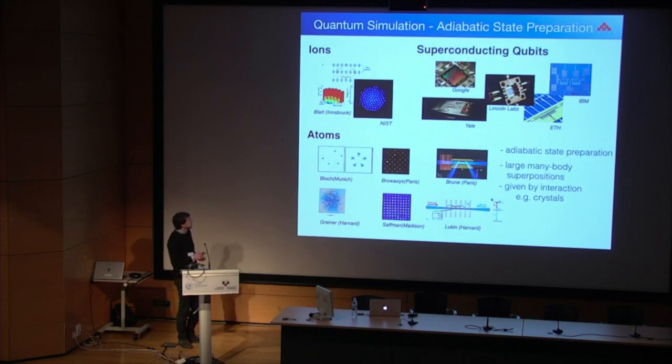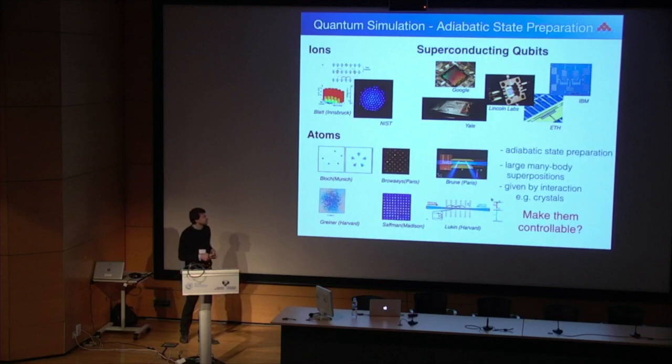There are experiments, for example, by Immanuel Bloch or Greiner or Mr. Lukin in Harvard, where they have superpositions of hundreds of atoms. So, for example, these will be crystals, so these are really several hundred atoms which form many body superpositions. So the state that you get out is a superposition of different crystal structures. So the number of qubits is large here, but on the other hand, we don't have the control over the system in such a way that we can make arbitrary superpositions. It's more or less given by the physics or given by interactions. And so the question is, can we make them controllable?